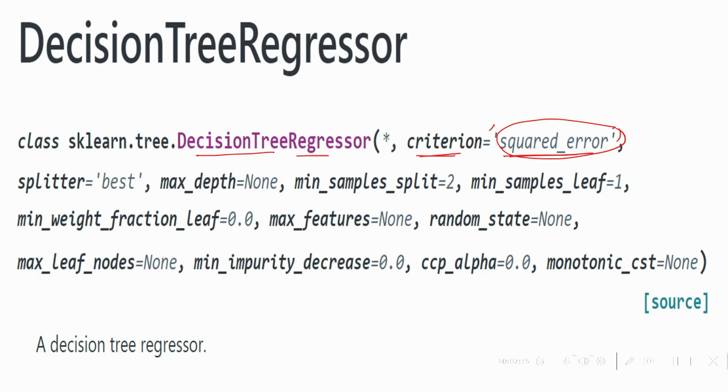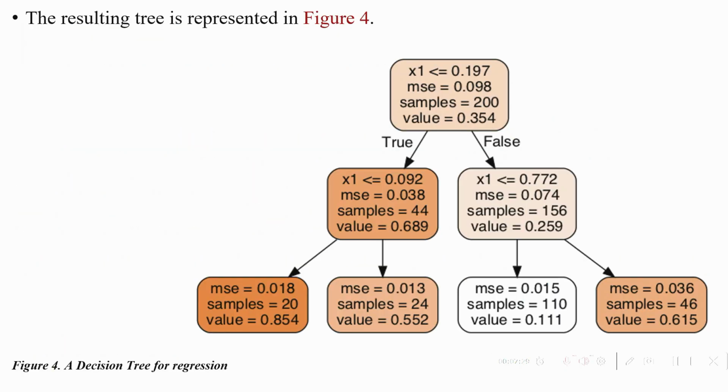So here the default criterion is squared error, and we also set the maximum depth of the tree equal to 2. Based on these two parameters we are going to construct the decision tree regression. Random state, random noisy dataset. This is a noisy quadratic dataset.